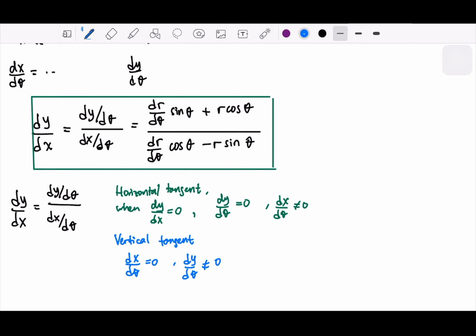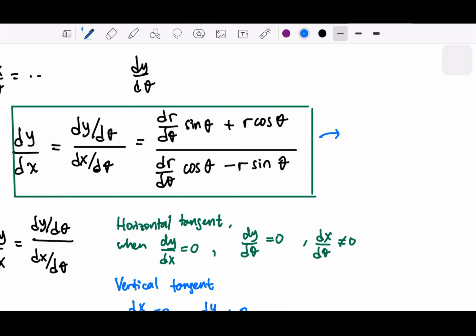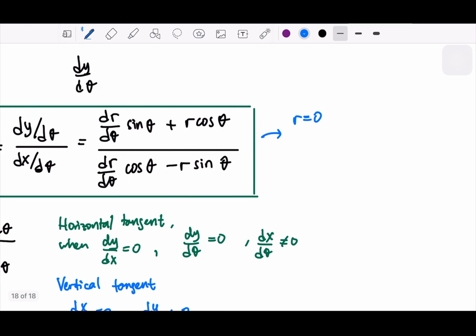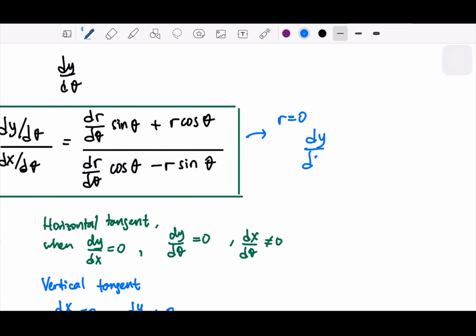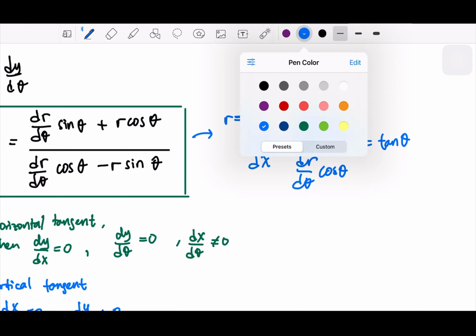Okay, so if we look here, if we have r equals 0, what will happen? So the tangent will be precisely just this over this, which is practically just tangent theta. So this is a tangent line at the pole.